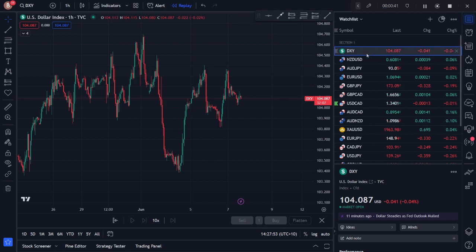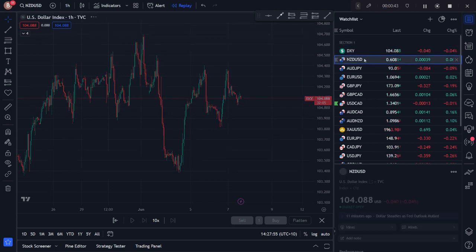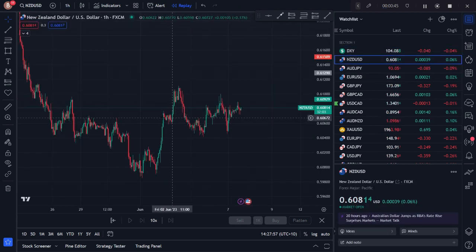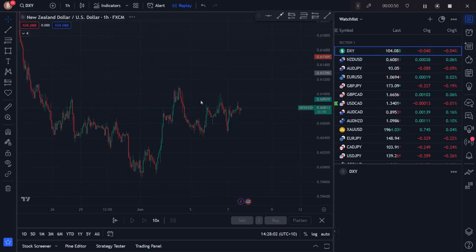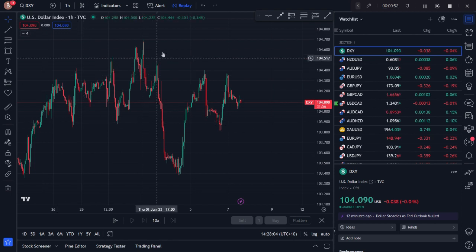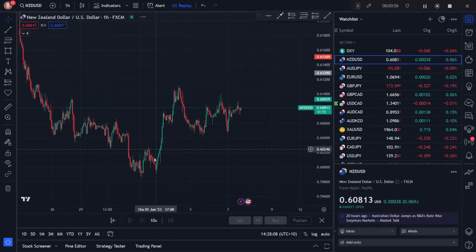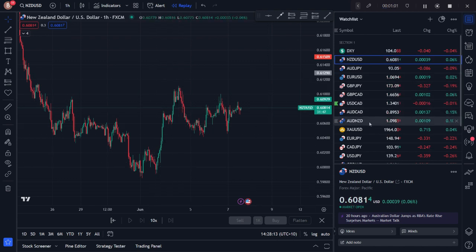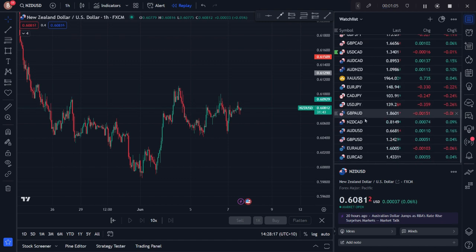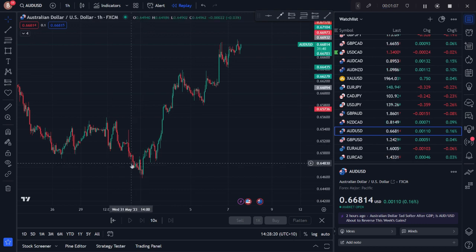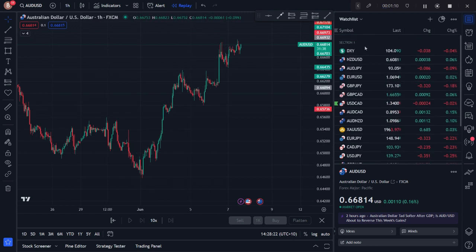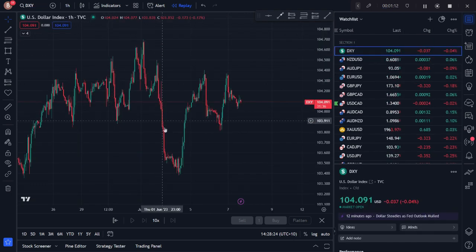If I open this back up, we can go over here and see NZD USD. You can see that when this pair was going down, guess what the DXY was doing? This pair was moving up. And when the US dollar had a big tank, what happened here? It went all the way up. Now that is going to be the same for AUD USD, or any pairs that are listed first. So we can see the exact same thing. This one's going up while the DXY was going down.